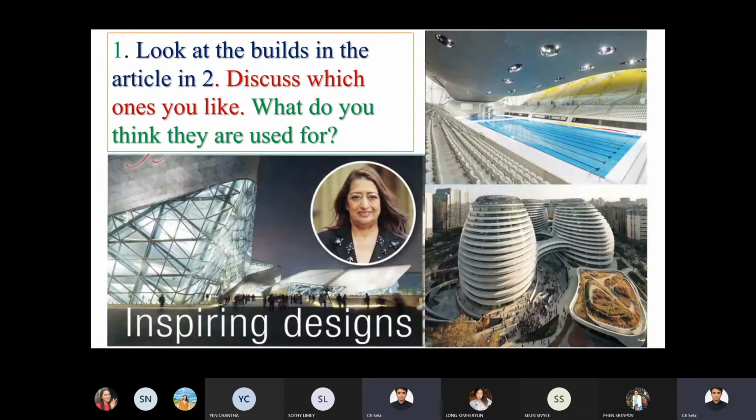Right here is the picture. So there are three places for you because this is international design. International design means that the design is made by a designer from anywhere around the world, or from someone who is not staying in the country. You design in other countries as well, not only in Cambodia, for example. So here we have three places designed by this lady, and you have to answer the question: which one do you like, and what do you think they are used for? I think you can have 4 minutes to think about that. All right?